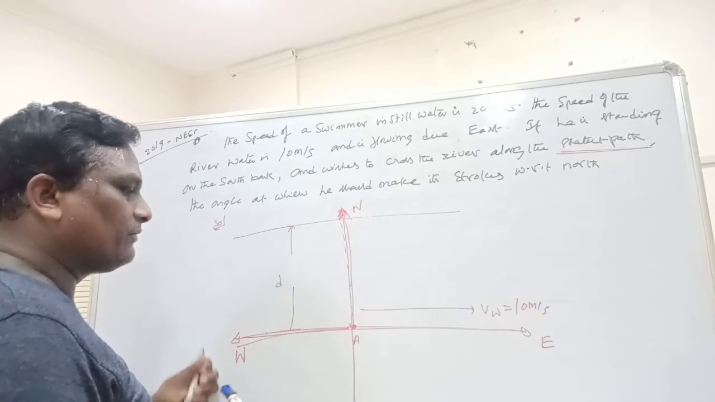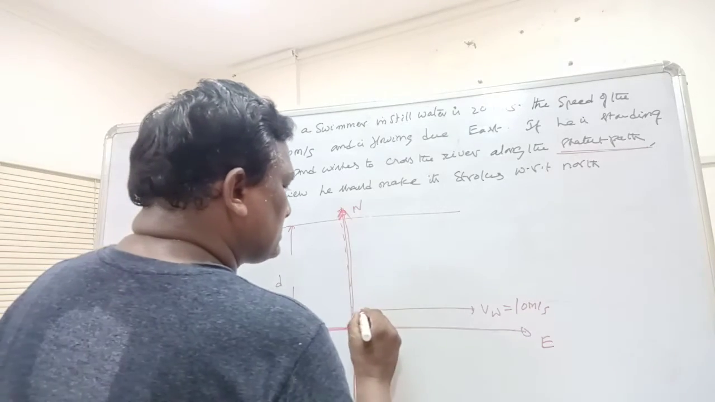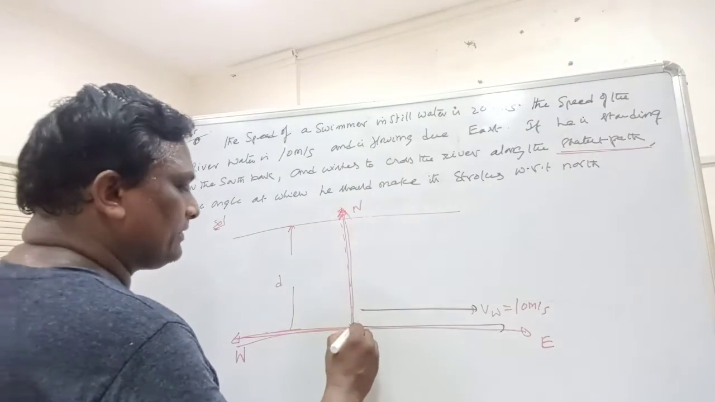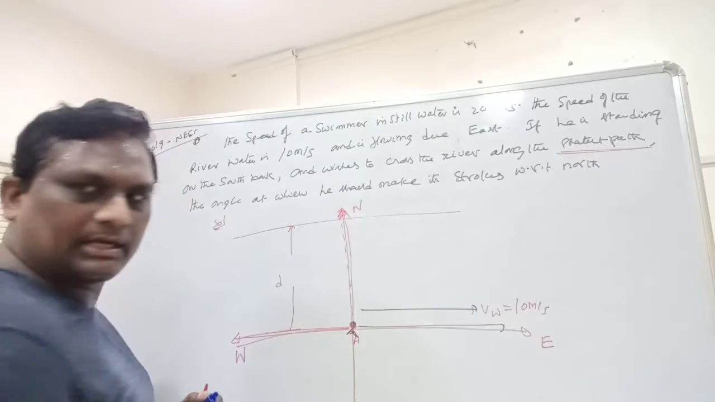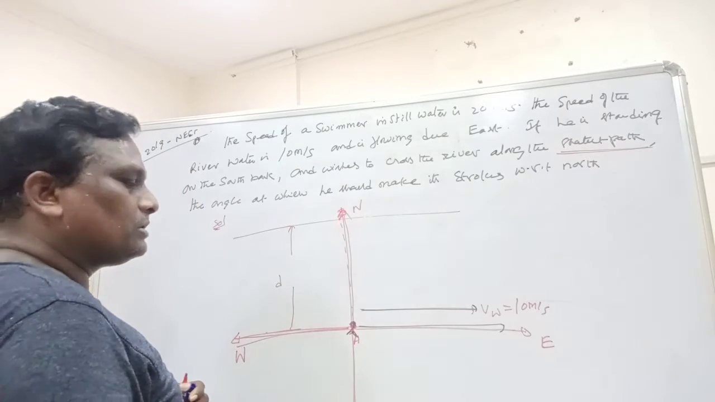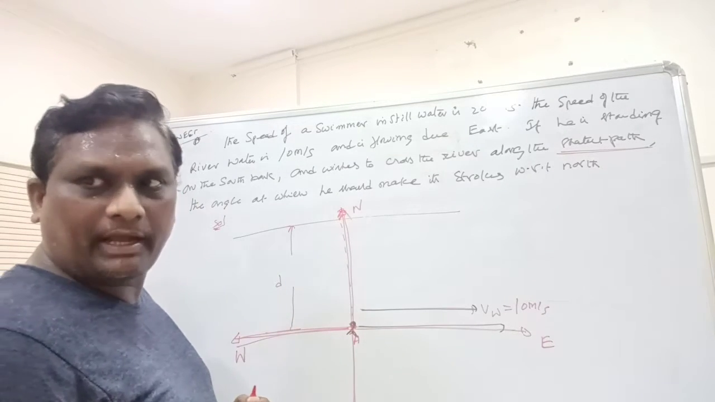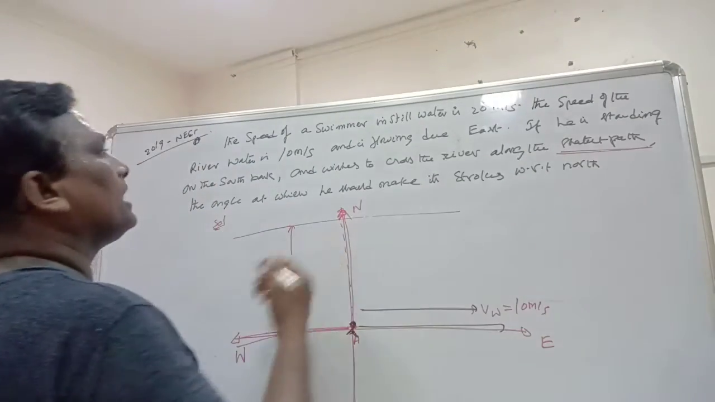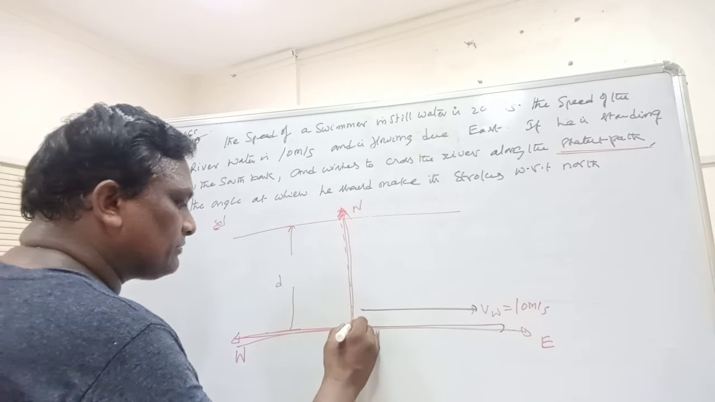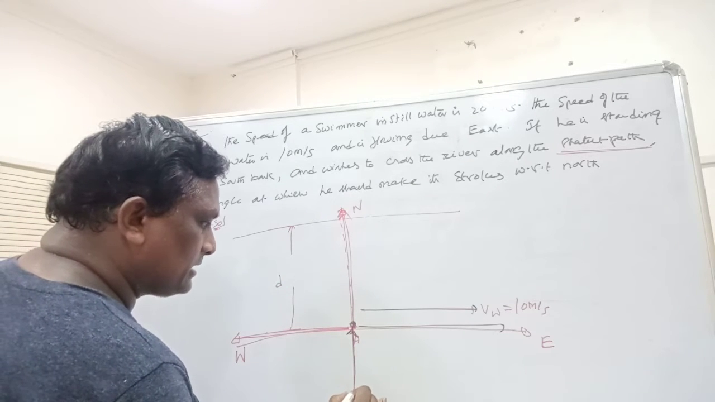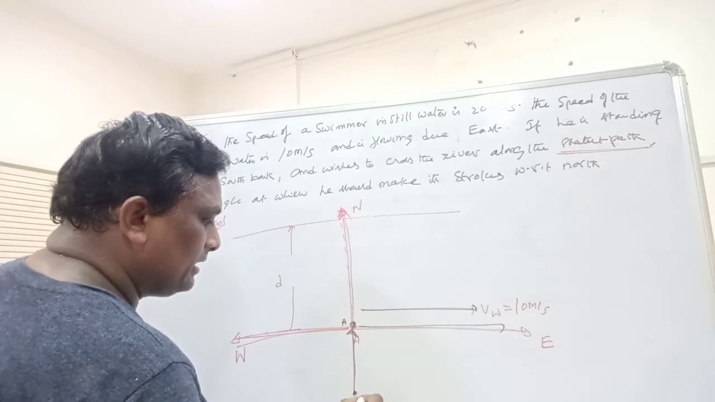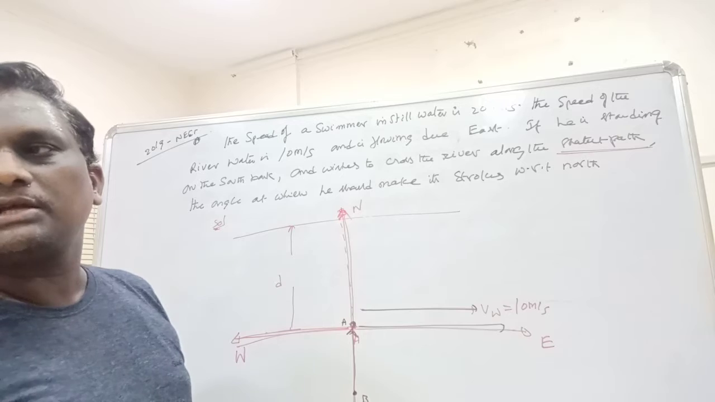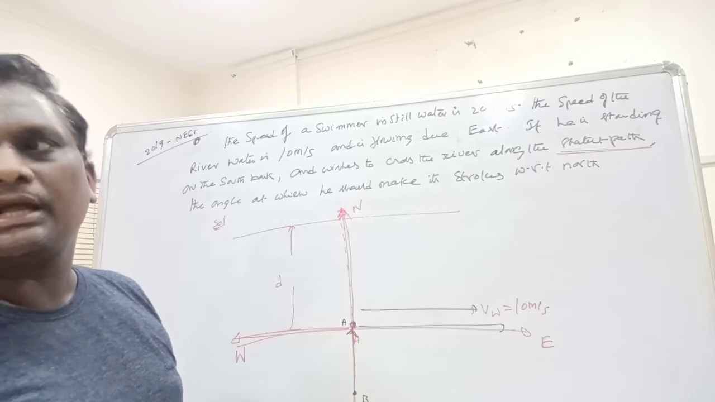Now the river is flowing horizontally due east. So this is the river velocity in this direction. The man is here, for example. He wants to reach exactly the opposite bank. Let us consider this point A and this point B. In which direction he has to swim to reach the opposite bank, that they are asking.